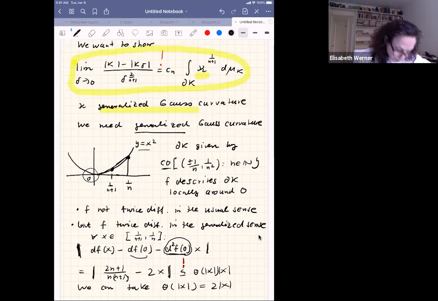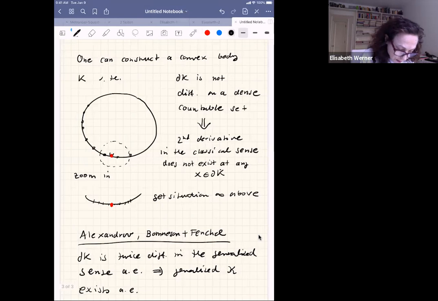Now, that was just one point on the boundary of a convex body where we may have a problem if we only consider the standard second derivative or the standard Gauss curvature. But as I said yesterday, we can construct a convex body K such that the boundary of K is not differentiable in the usual sense on a dense countable set. I've indicated this with those points. That means that the second derivative in the classical sense does not exist at any point on the boundary of K. If we take an arbitrary point on the boundary of K, this red dot here, and zoom in, we produce exactly such a picture, or a picture similar to the example that we had on the previous page around zero.